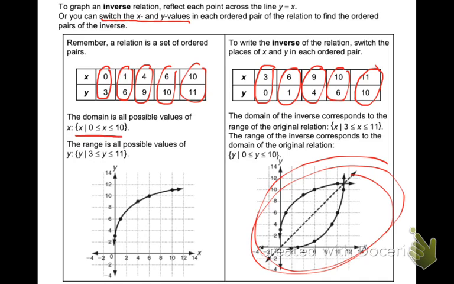Okay, domain and range here. Domain is the x values. So it's all the x values from 0 to 10. So 0 is less than or equal to x, which is less than or equal to 10. Range is my y values. So range here was 3 is less than or equal to y, which is less than or equal to 11. Now, what did we do to find the inverse? We flipped the x and the y, right? So what happens to my domain and range? They just get flipped. So my domain now becomes my range, and notice it's a y here. And my range then becomes my domain, and notice it is an x. So really, when you're talking about domain and range, you just have to find it once because the inverse is going to be flipped.